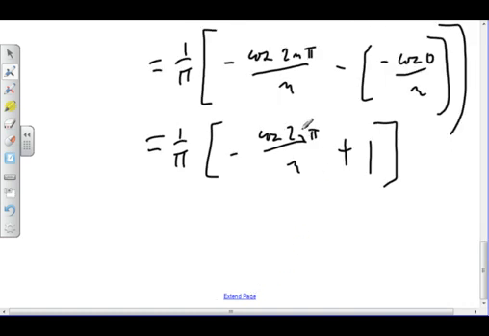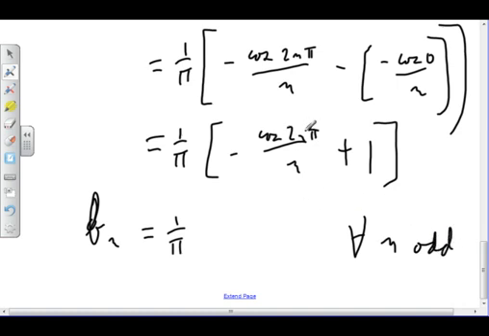Okay, so this is bn, right? bn is going to be 1 over pi. It's going to be for n odd. Okay, so if n is odd, that's going to make this even.